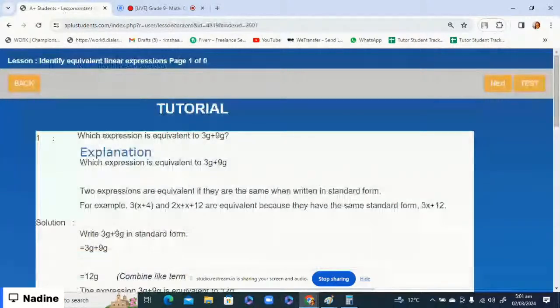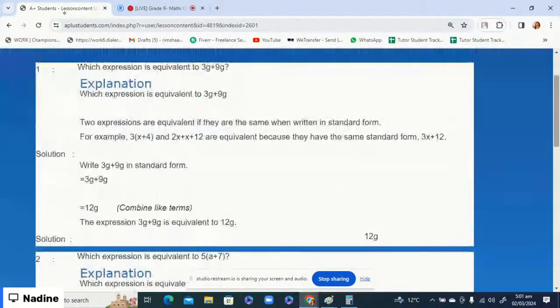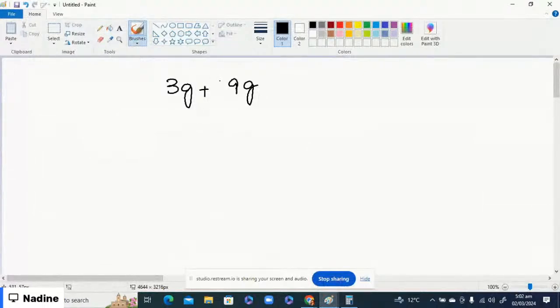Okay, so here is the question: which expression is equivalent to 3g plus 9g? What we do first is, this is in the form of 3g plus 9g. We are going to add their constants, not adding their variables. So what is the constant here? That is 3. What here? This is 9. So 3 plus 9, which is 12, and g is as it is.